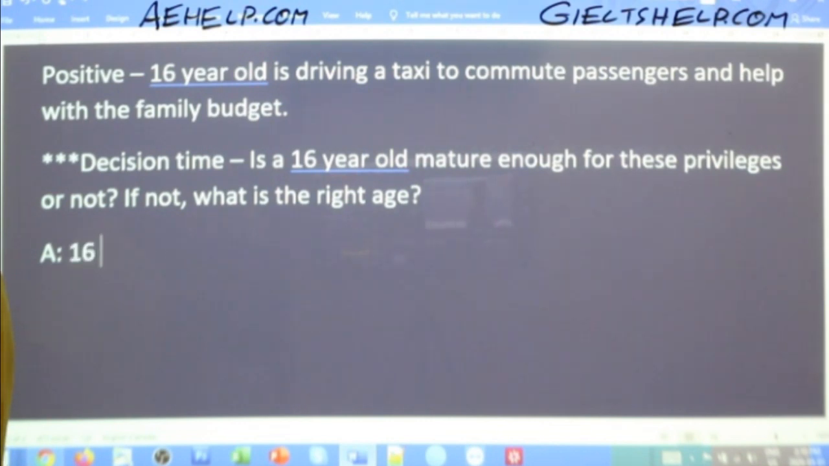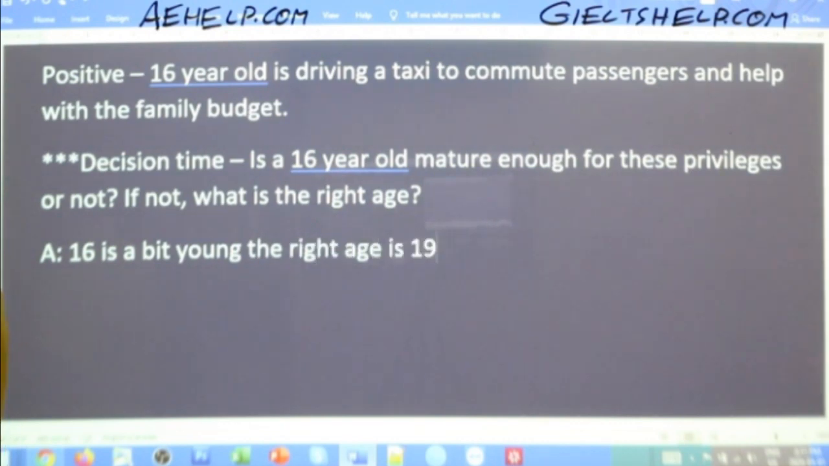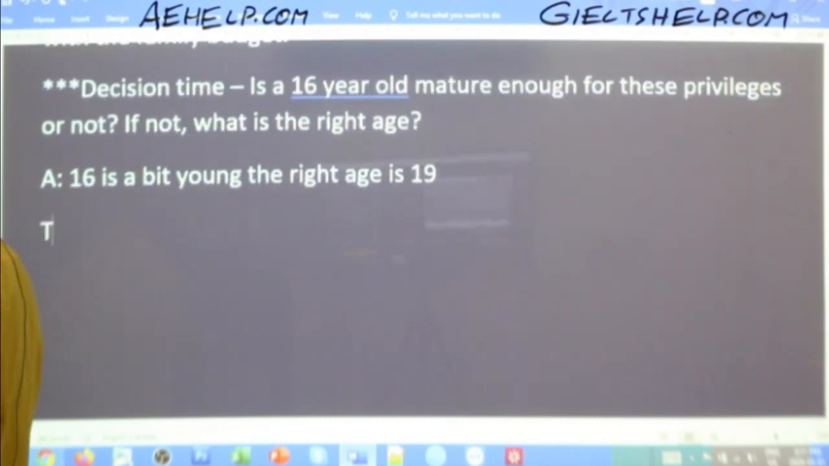16 is a bit young. The right age is, let's say 19, 18, 19, 20, whatever. It's really just an arbitrary number. You're thinking a couple years more, right? So at least until they're more independent and so on. Okay, good. So now, thinking about this information, come up with your thesis.